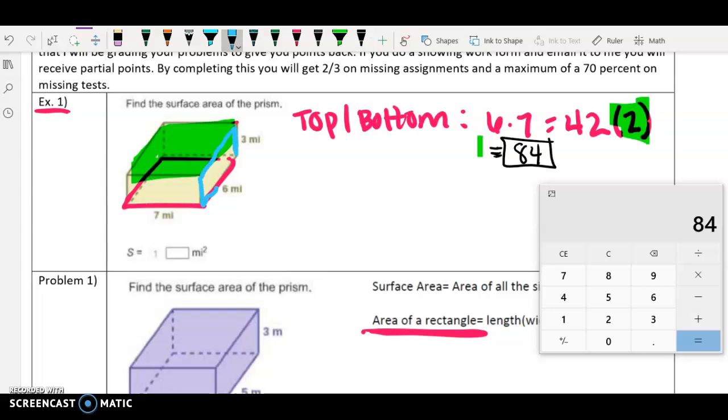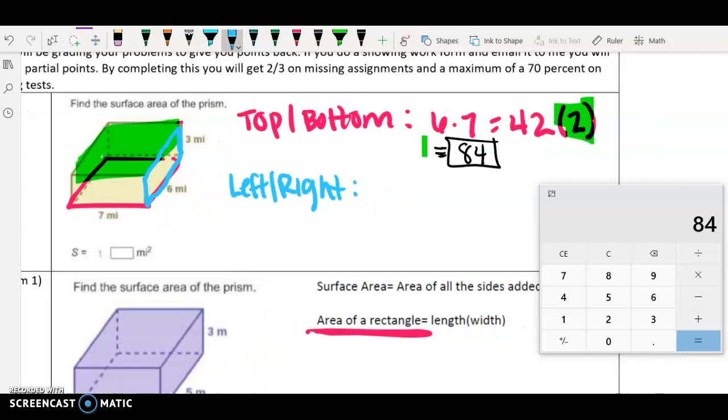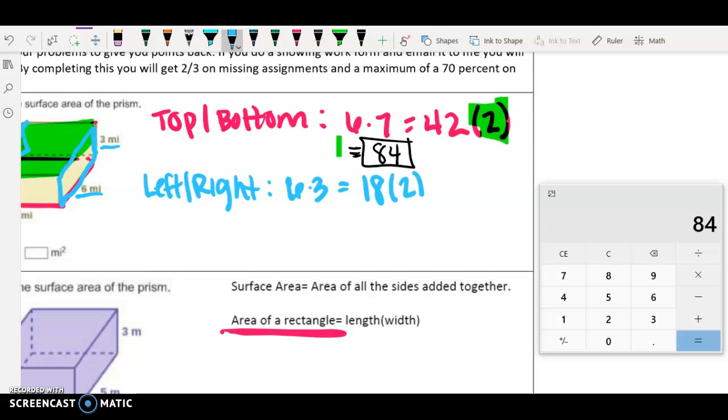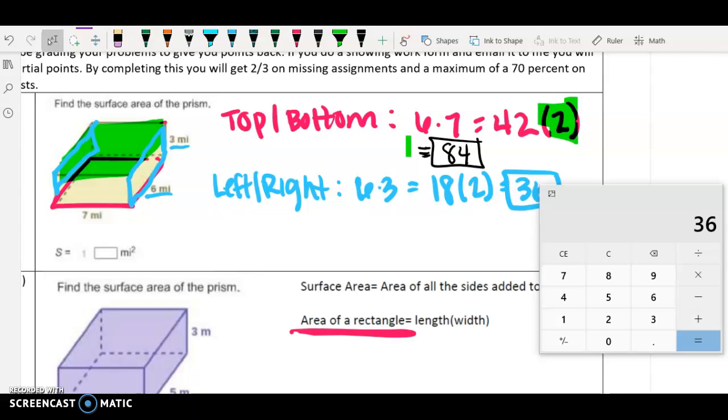So the side lengths, I call these the left and right of the box. So I'm just breaking the box down into its parts. And so I have 6 times 3, which equals 18. But my right side also matches my left side. Those are the same. So I'm going to multiply this by 2. So 18 times 2 gives me 36. And so that's the area of my left and right added together.